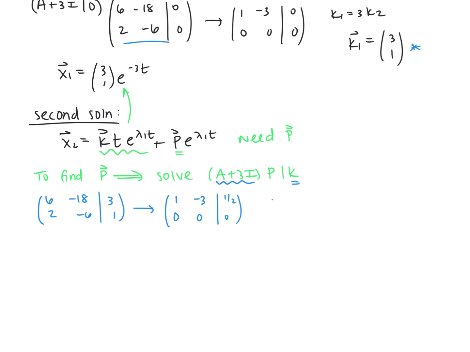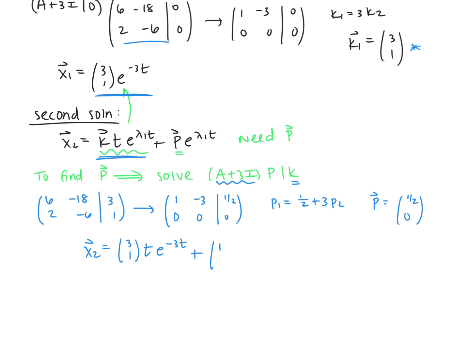So what I get then is that P1 is equal to 1/2 add 3 times P2. So if I choose P2 to be 0, then I get my vector P to be 1/2, 0. So where that leads us to then is that our second solution, again, this first part comes from the solution we already know. So that's going to be 3, 1 t e to the negative 3t. And then I have 1/2, 0 e to the negative 3t.